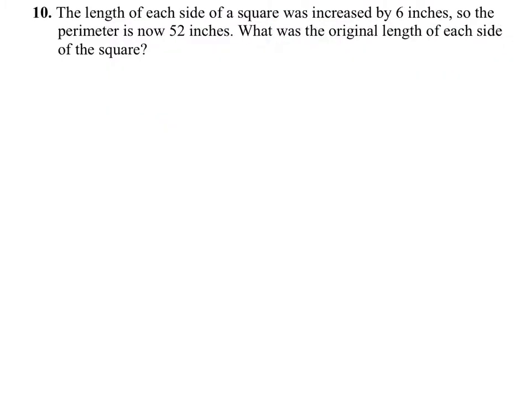The length of each side of a square was increased by 6 inches. So the perimeter is now 52 inches. What was the original length of each side of the square? So let's take a gander at these. We have the original side length of the square, but then they said we're going to increase that by 6 inches. Now we're looking at the perimeter is 52 inches.